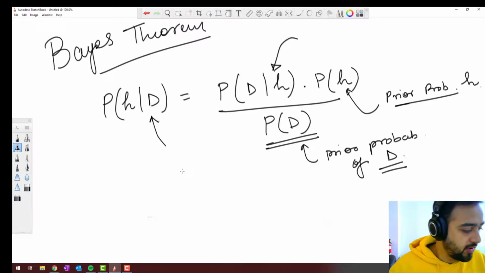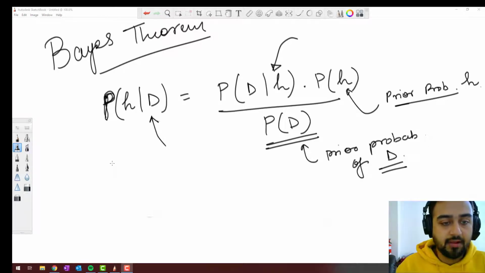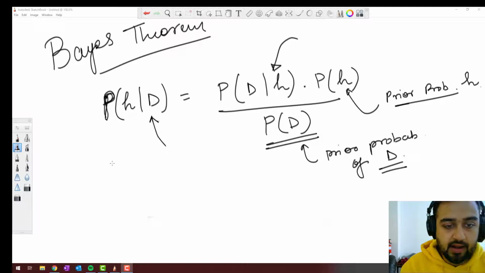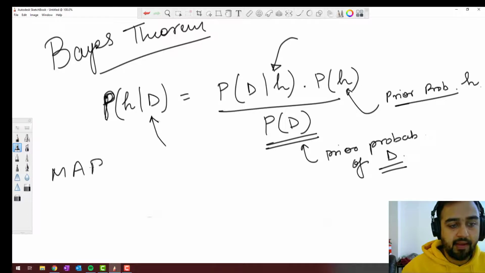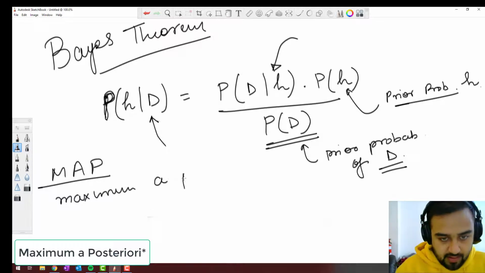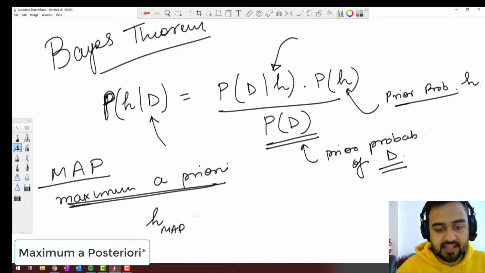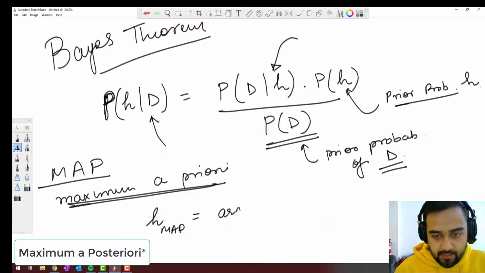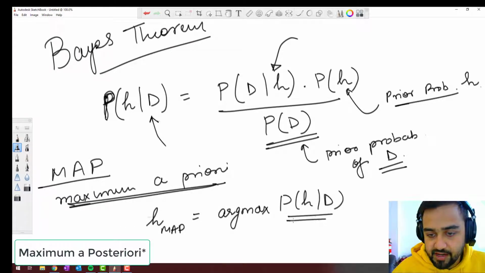and this is the probability of hypothesis given the data point. Now we want the most probable hypothesis given the data, right? In order to find that, we introduce the concept of MAP, which stands for maximum a priori, which states that we find a hypothesis H_MAP, which will be the max of all the hypotheses that are there given the data point, right?